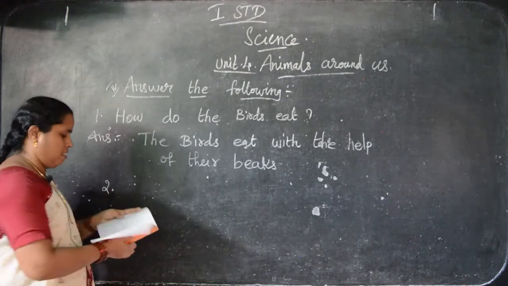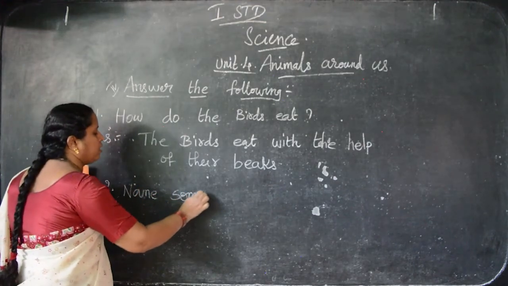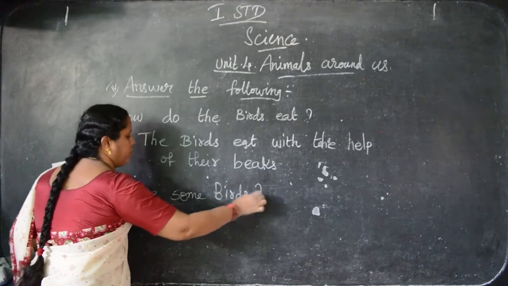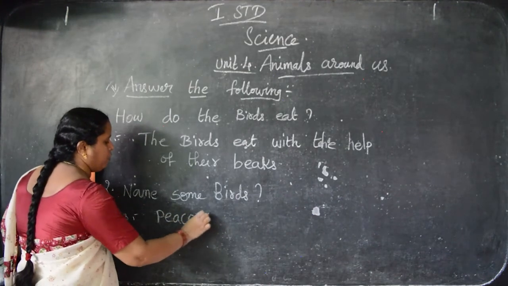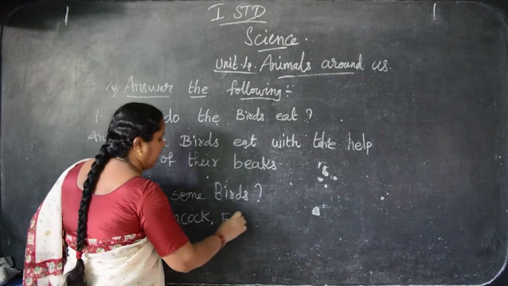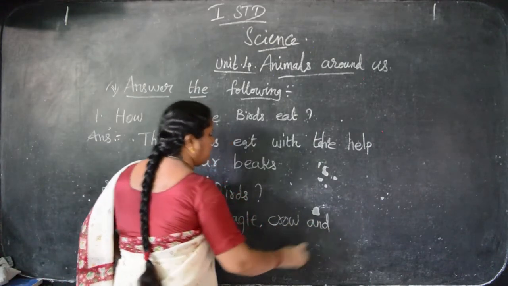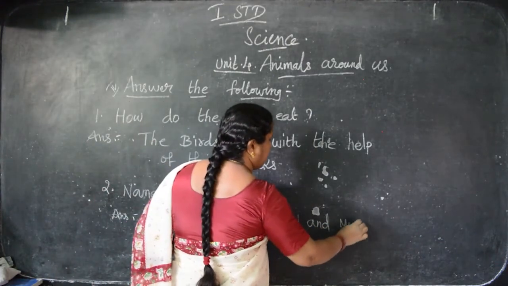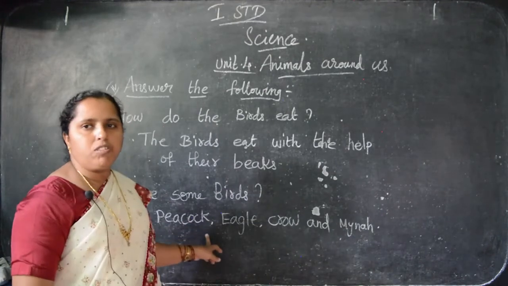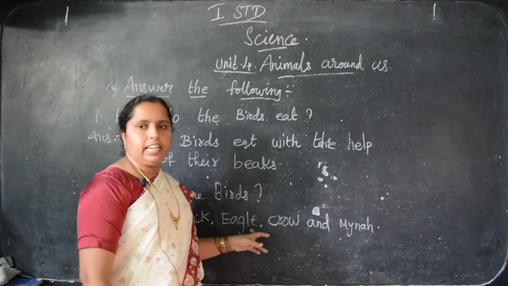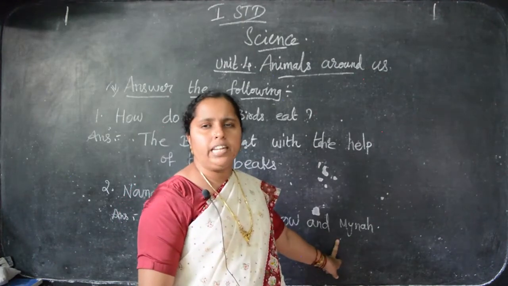Now, second one. Name some birds. You have to write the name. Okay? Birds name. Name some birds. For that answer. First one, peacock. P-E-A-C-O-C-K. Peacock. Eagle. E-A-G-L-E, eagle, crow, C-R-O-W, crow, and, A-N-D, and, myna, M-Y-N-A-H, myna. Name some birds.